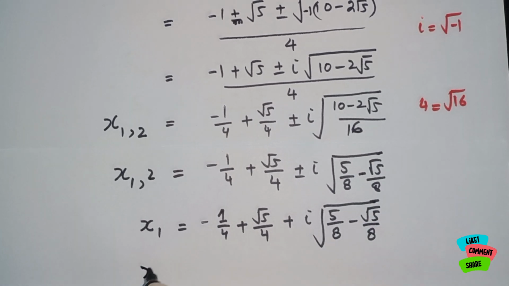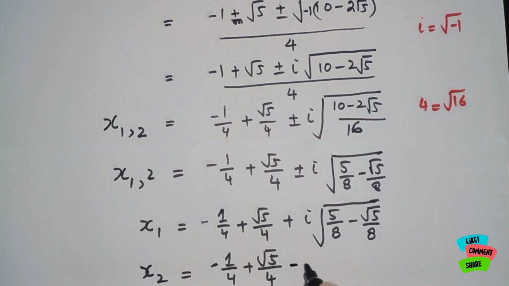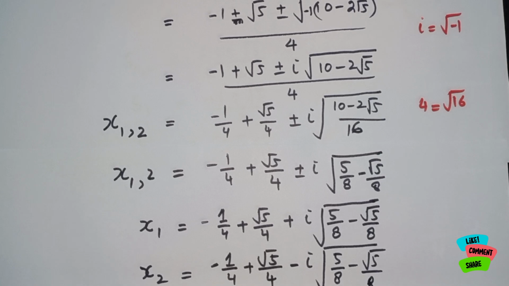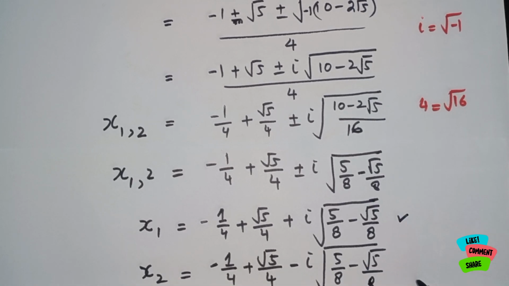So for x2, minus 1 over 4 plus square root 5 over 4. Here we will take minus i square root 5 over 8 minus square root 5 over 8. It is 5 over 8 only. So these are the two roots.